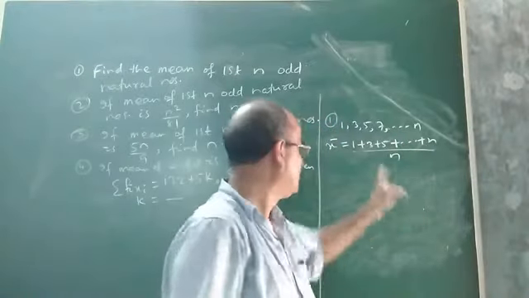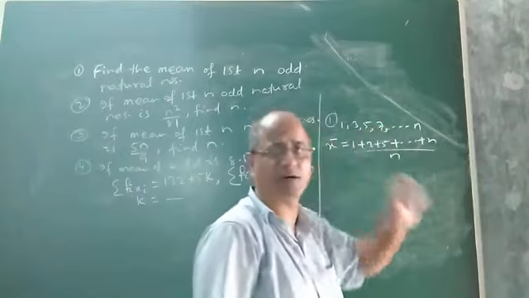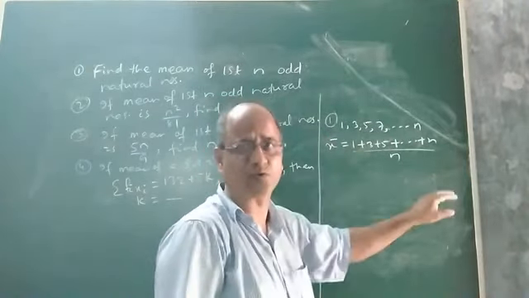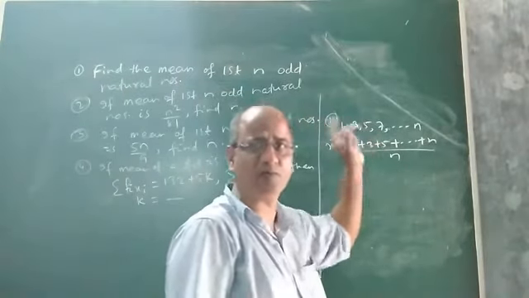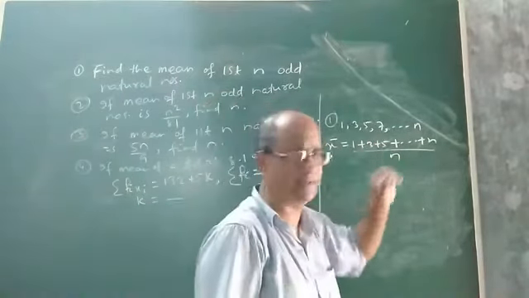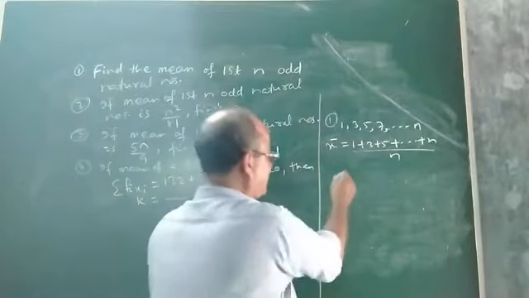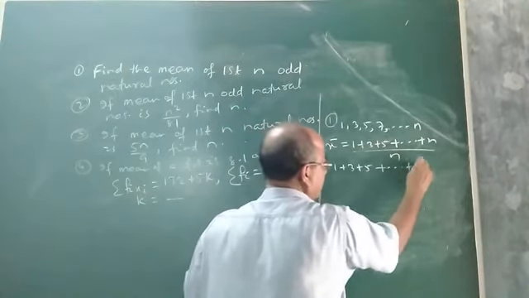How to find the sum of 1 plus 3 plus 5 and so on up to n? That means what is the sum of the first n odd natural numbers? That we have to find out first. And then if it is divided by n, only then we will get the mean. So how to get the sum of the first n odd natural numbers? 1 plus 3 plus 5 and so on up to n.